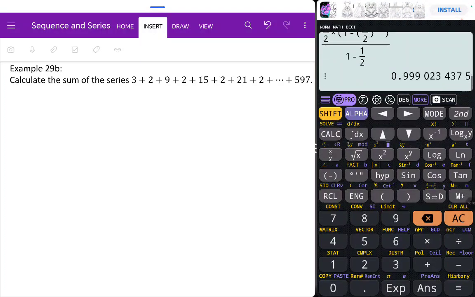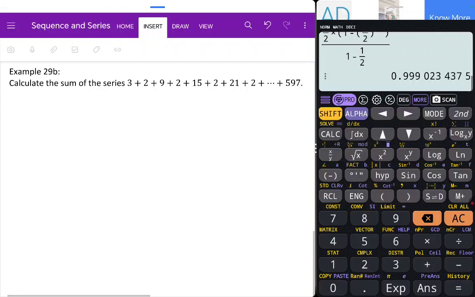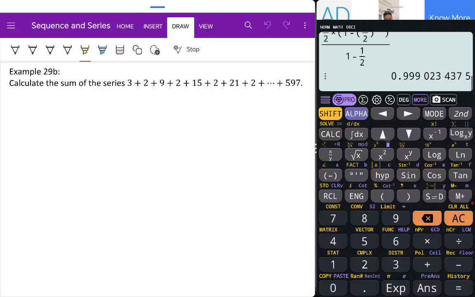Example 29b is telling us to calculate the sum of the series given on the screen, which has a terminating term. So they're giving us the last term. Now, what I need you to see is that the numbers have a pattern, but it's an irregular pattern. So it's 3, 2, 9, 2, 15, 2, 21, 2. And what you notice is every second term is 2. So that is going to be your clue that you are dealing with a mixed series.